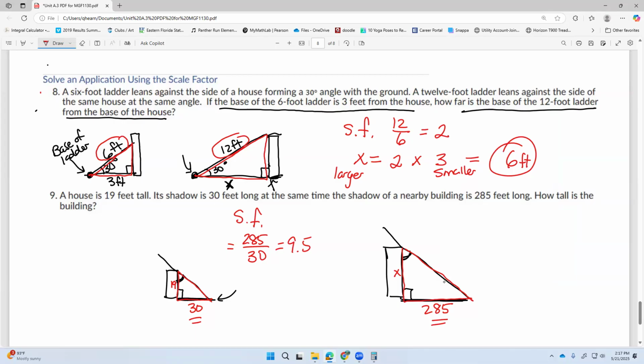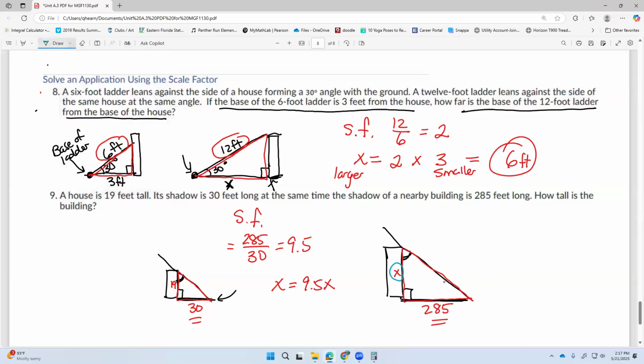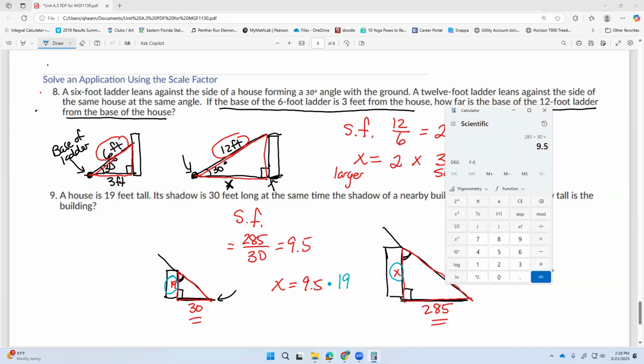Okay, so now we're going to look for x. Is x part of the bigger triangle or the smaller? It's part of the bigger. So to get the bigger from the smaller, we have to multiply by the scale factor. So x is going to be 9.5 times. Now let's see, what's corresponding to the height of the building? The height of the house. So it's going to be 9.5 times 19. By the way, that's not supposed to be an x. That's supposed to be a times. I'm going to use a dot to represent the multiplication so it's not so confusing. 9.5 times 19. Let's see what that turns out to be.